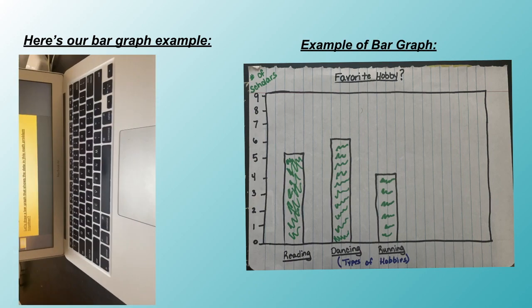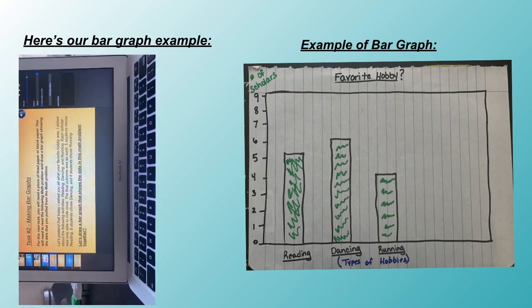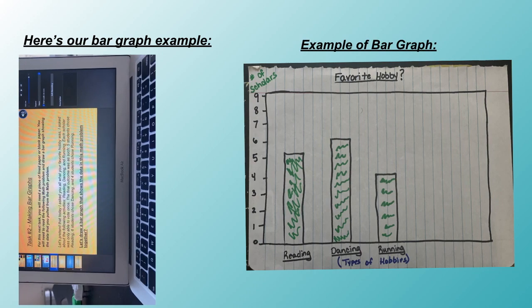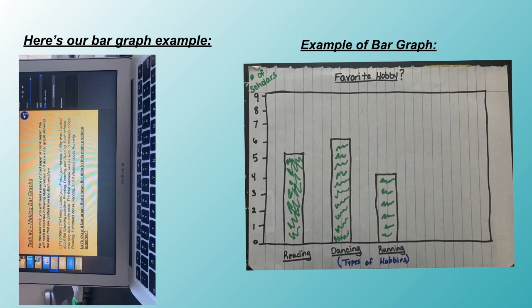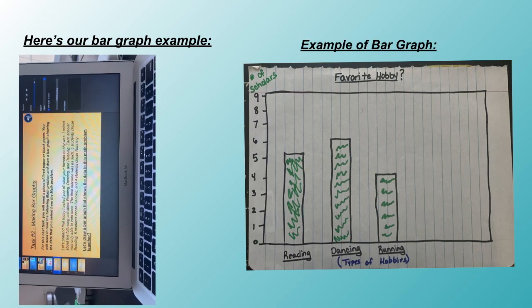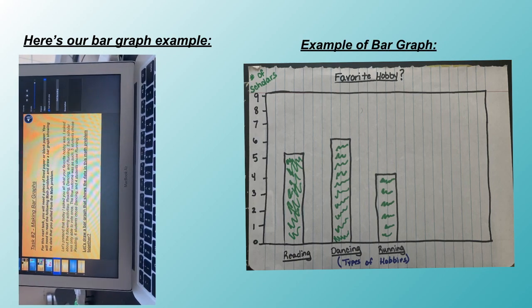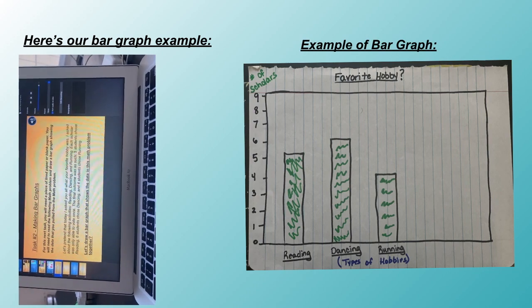So if we look at our data that we have from our problem, I'll read it over one more time. Let's pretend that today I asked you all what your favorite hobby was. I asked about the following activities: reading, dancing, and running. Each scholar was able to vote only once. The final outcome was as such: 5 students chose reading, 6 students chose dancing, and 4 students chose running.